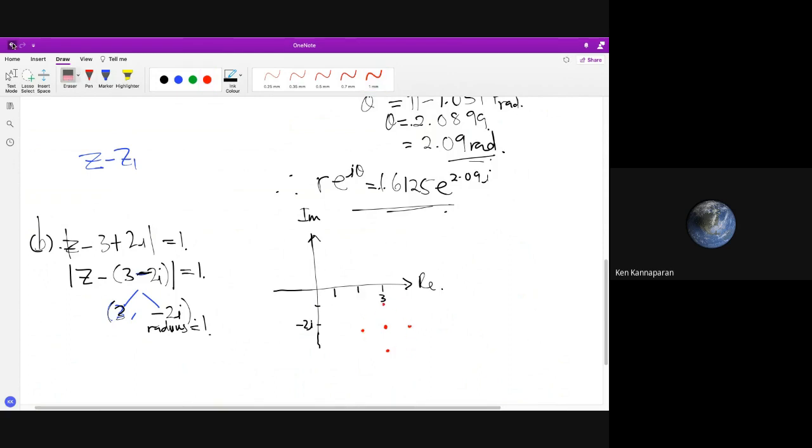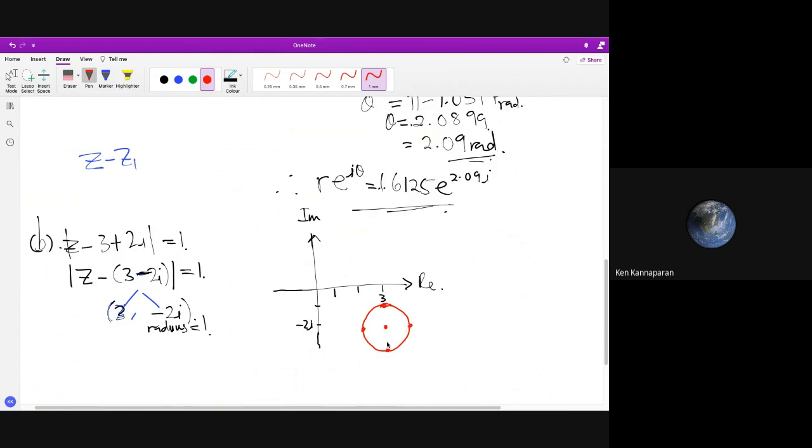Ah, sorry. I like to draw a circle as a proper circle, otherwise it looks so deformed. Okay, now that looks like a circle.